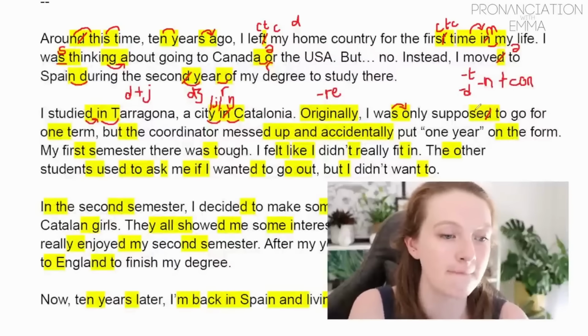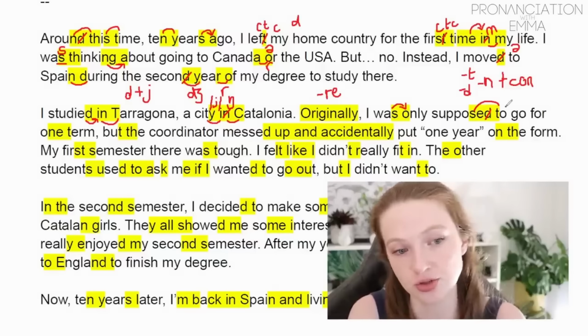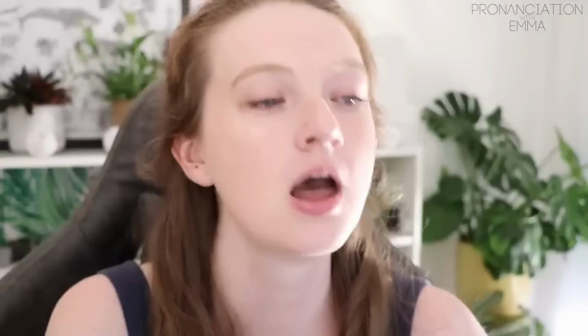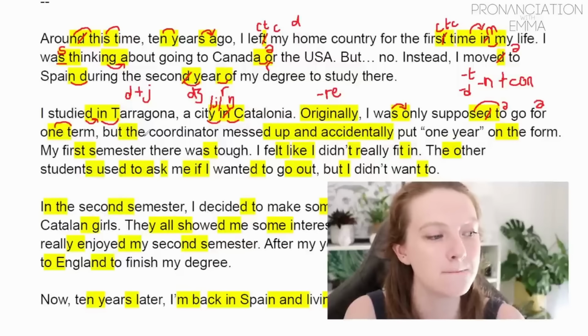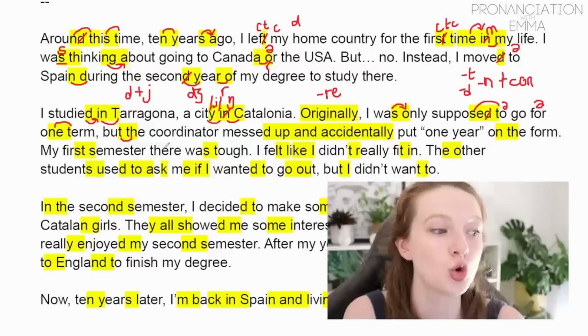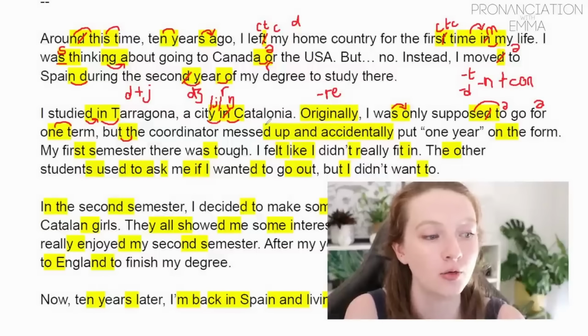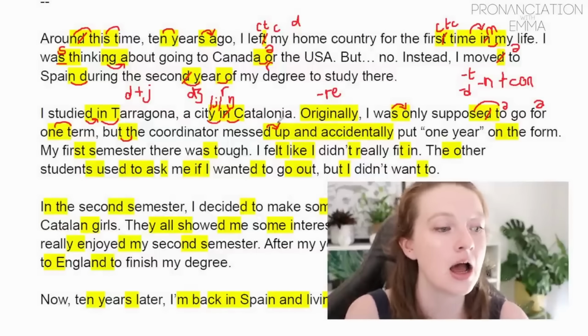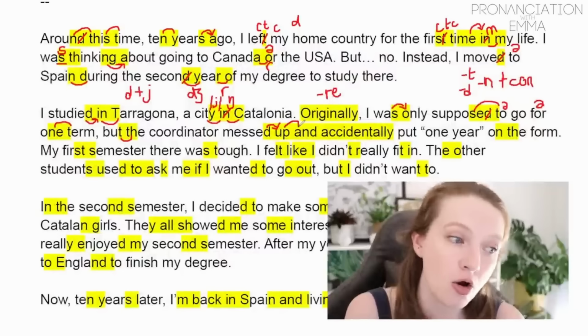Then we join them together. I was only supposed to, not supposed to go for, supposed to go for, to go for. We're using weak forms here. One term, join these together. One term, one term. But the coordinator messed up. We're going to move that consonant over to the beginning, open. We're going to move that consonant over again.